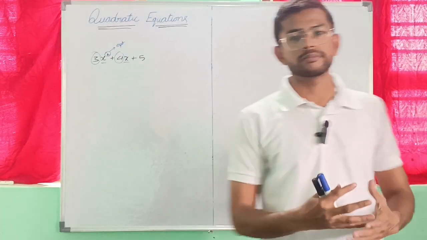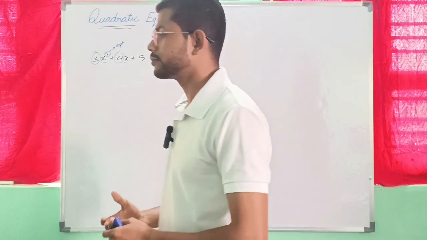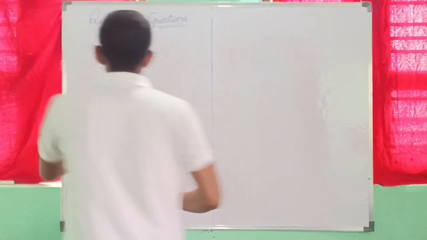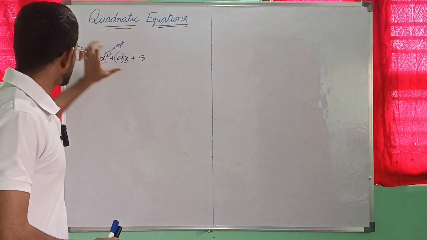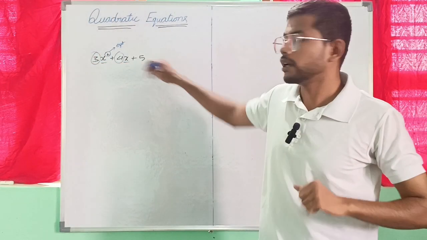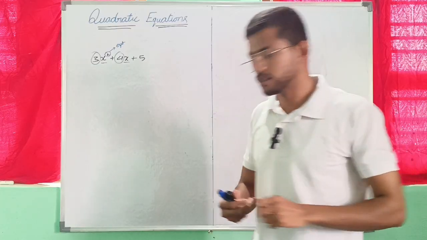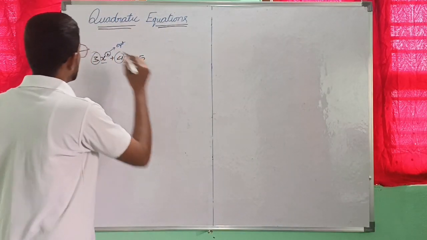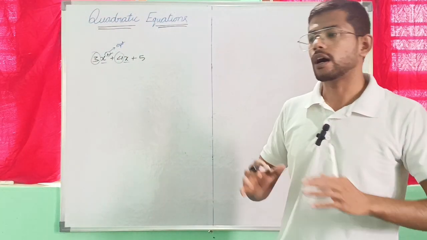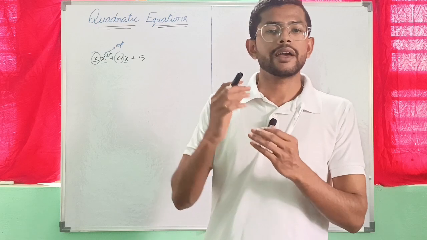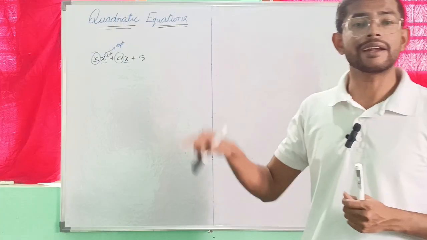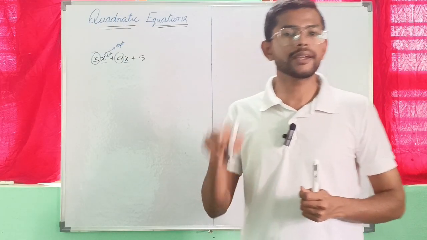Now, what is quadratic? Quad means that in this polynomial the highest degree of a variable is 2, right? So this is what quadratic is. When the highest degree of the variable in a polynomial is 2, it is called a quadratic polynomial.